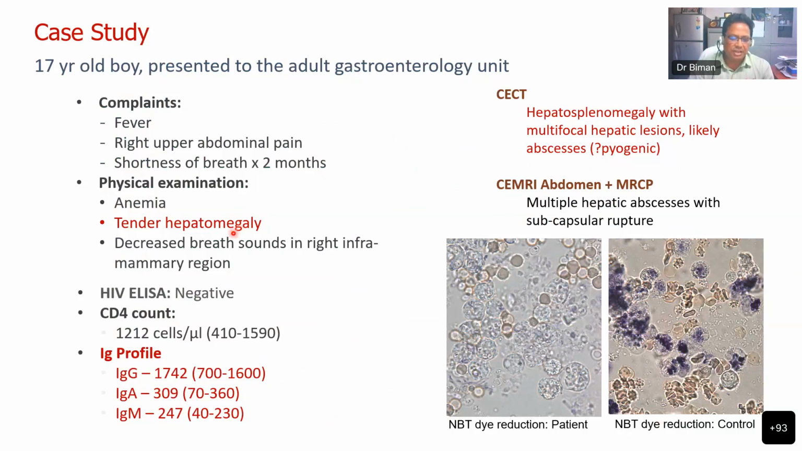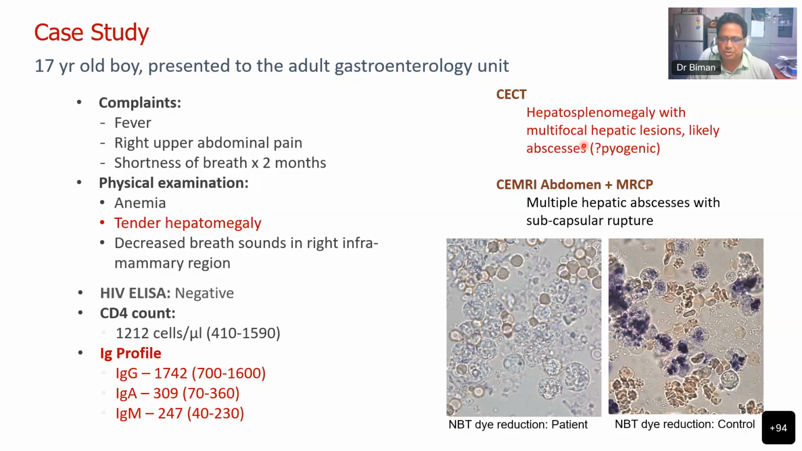HIV is negative, CD4 count is normal. But if you look at the immunoglobulin profile, you can see that everything is increased. So this patient has hypergammaglobulinemia, and the CT showed hepatosplenomegaly with multifocal hepatic lesions, query abscesses. Okay, so multiple pyogenic abscesses in the liver, deep-seated abscesses. So this should prompt the diagnosis in your mind.